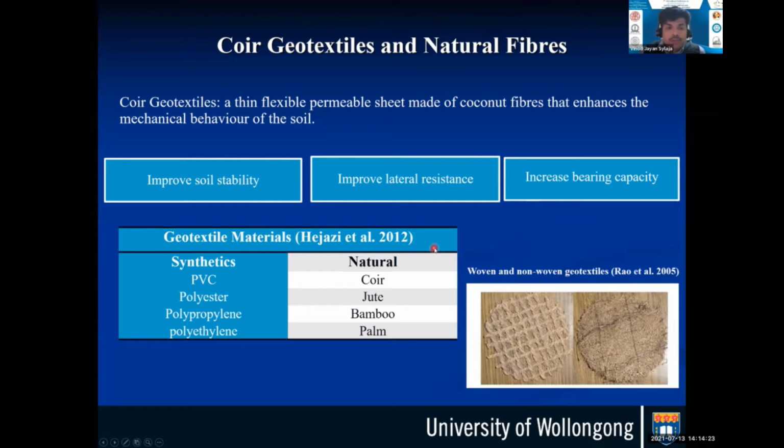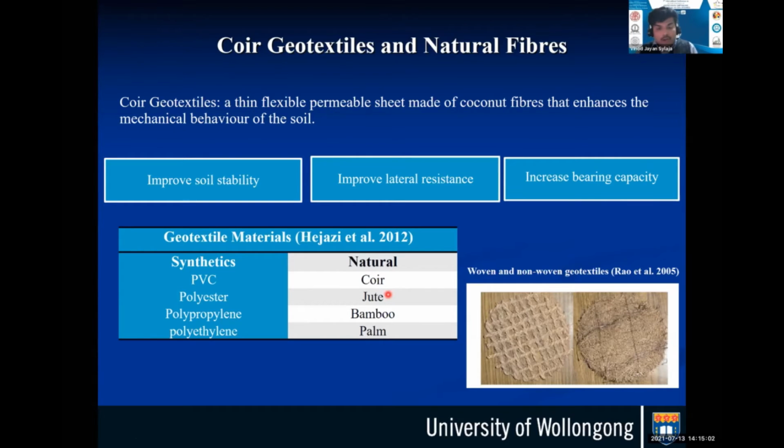So if you look at the geotextile materials, you can see we have PVC, polyester, and polypropylene and polyethylene. And on the natural side, we have coir, jute, bamboo, and palm. And you can see that coir and jute has been widely used for various construction. For example, the recent study that we have carried out at University of Wollongong is the application of jute drains compared to the wick drains, and how the performance of jute drains are compared to the wick drains. So it's quite interesting to look at how these natural materials perform in real practice.